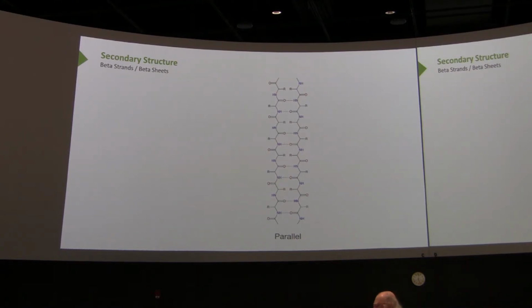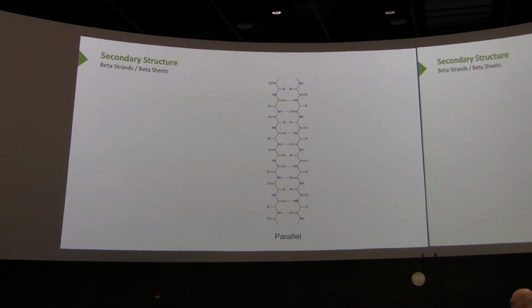What is a beta strand? A beta strand is interesting. A beta strand is an alpha helix, except it's flat. An alpha helix has a coil. It has a 3-dimensionality to it. A beta strand only has 2 dimensions. It doesn't have that full rotation.